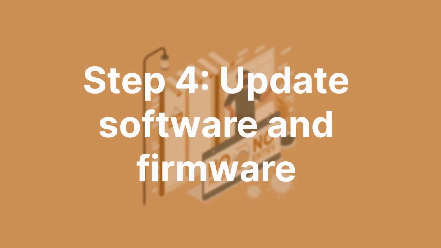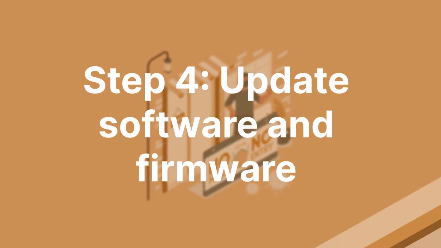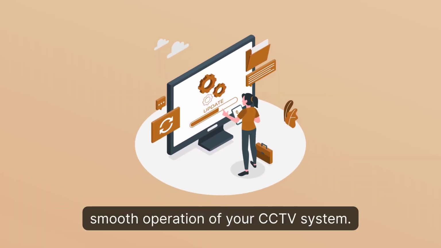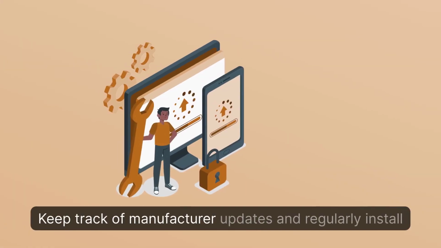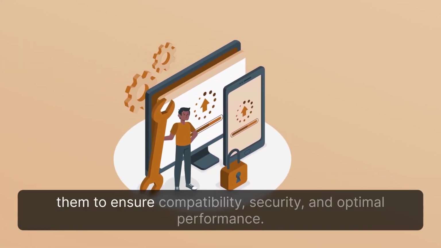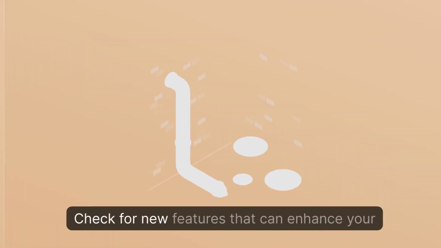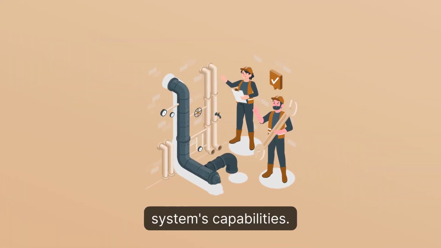Step 4. Update software and firmware. Software and firmware updates are crucial for the smooth operation of your CCTV system. Keep track of manufacturer updates and regularly install them to ensure compatibility, security, and optimal performance. Check for new features that can enhance your system's capabilities.